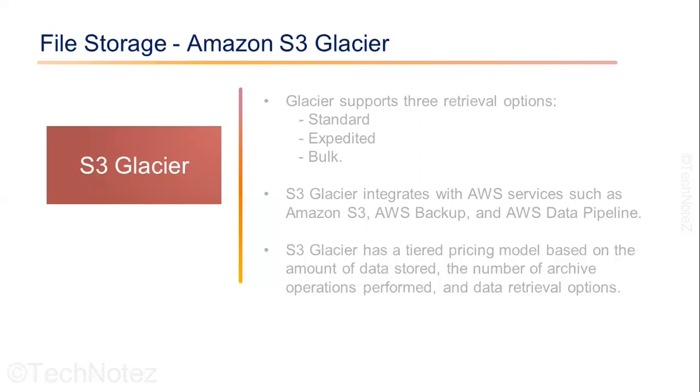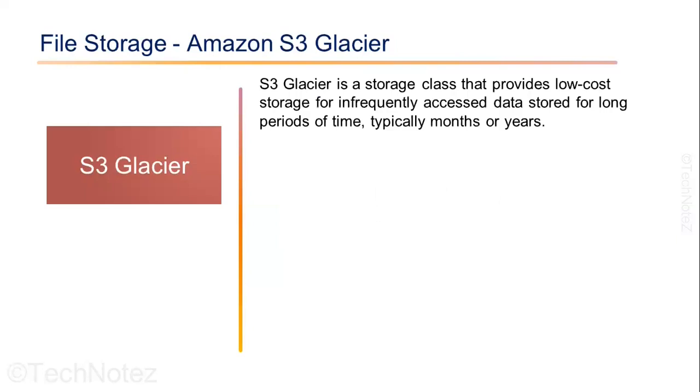S3 Glacier has a tiered pricing model based on the amount of data stored, the number of archive operations performed, and the data retrieval options. This makes it a cost-effective solution for long-term storage of large amounts of data. Glacier is a storage class that provides low-cost storage for data that is infrequently accessed and stored for a long period of time, typically months or years.